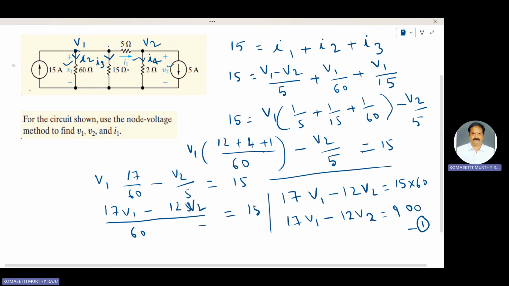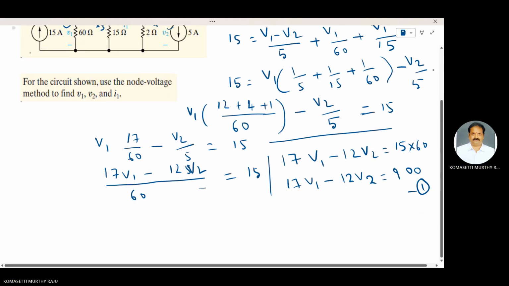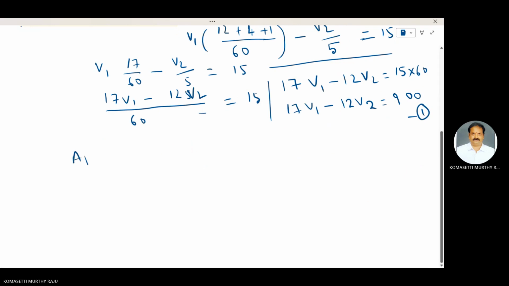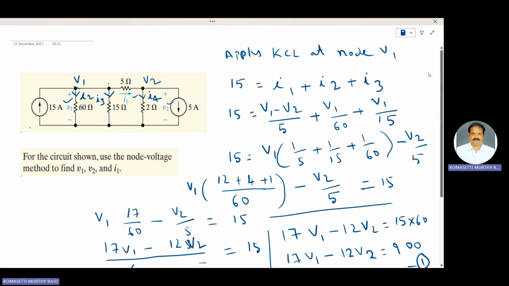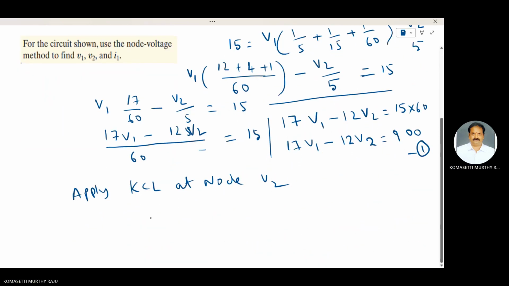Now apply KCL at node V2. I1 is the current entering that node V2. I1 is equal to I4 plus 5 amperes.